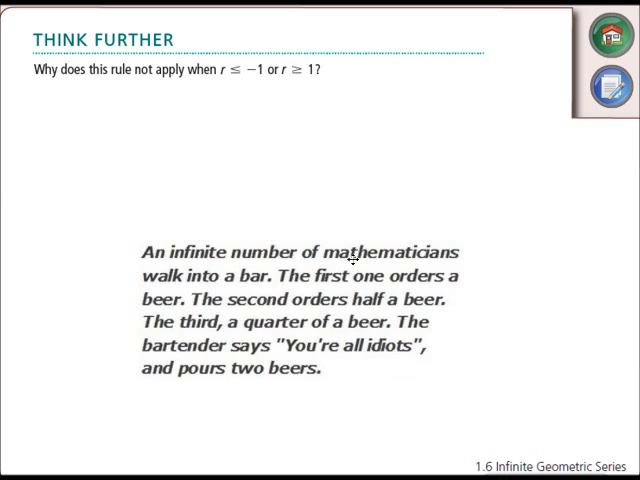So anyways, an infinite number of mathematicians walk into a bar. First one orders a beer. Second one orders a half a beer. Third one orders a quarter of beer. The bartender says, you're all idiots, and pours 2 beers.